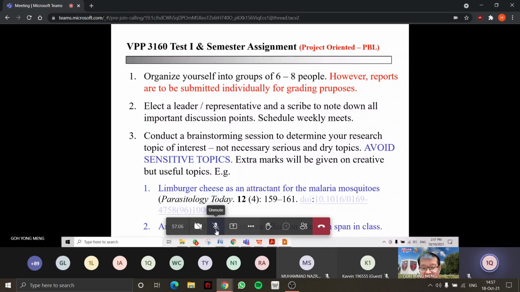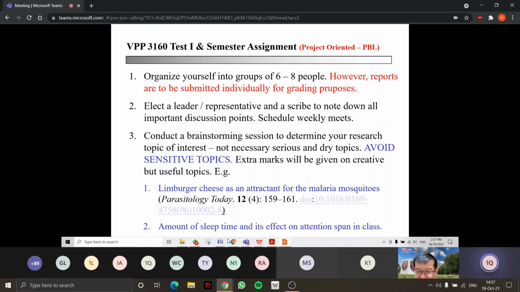For example, you can look at this. Limburger cheese is an attractant for malaria mosquitoes. Why? You may not understand this from this particular article, but this Limburger cheese smells like food, because they found out that malaria mosquitoes actually use the smell of food to locate where the humans are, and then once they are close enough, they turn on their infrared search capability. Their eyes can actually sense infrared.